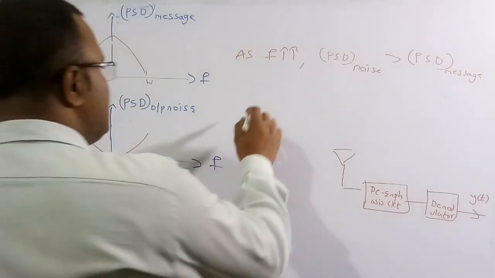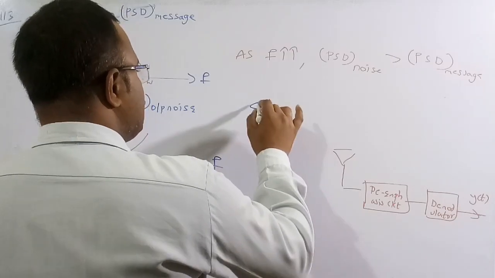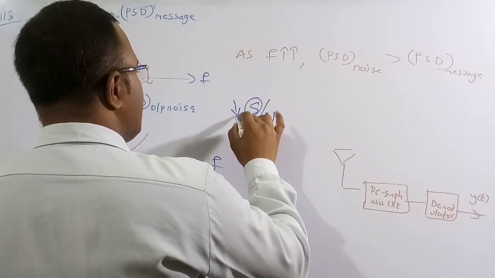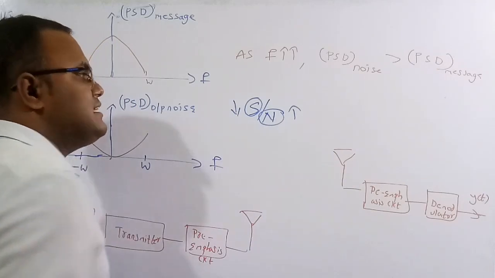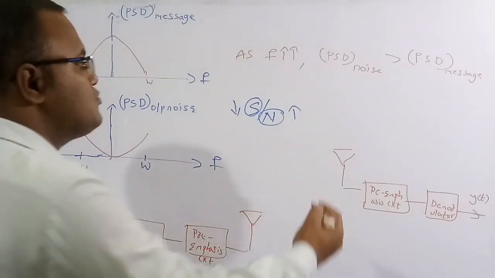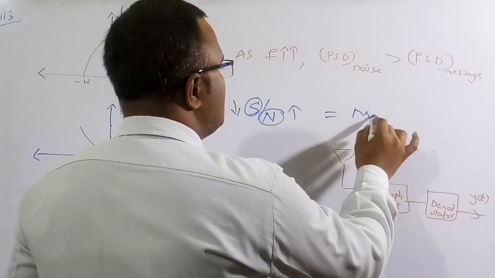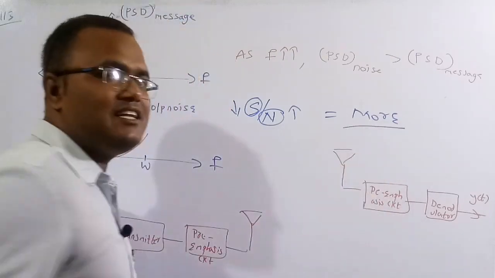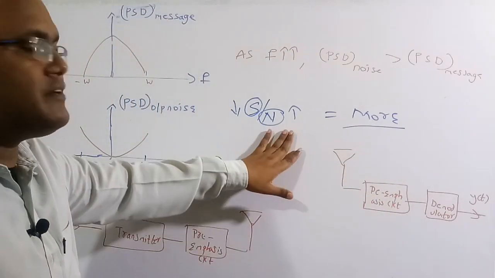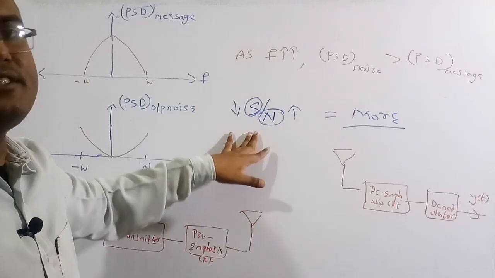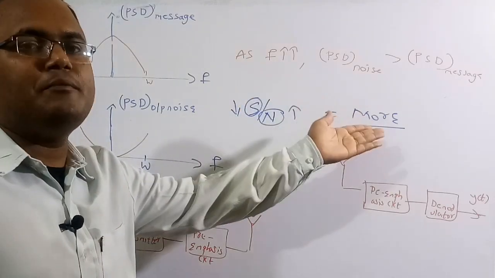So therefore we can say signal to noise ratio: the signal power is going to decrease, whereas the noise power is going to increase at the highest frequency. So the output is going to have more effect of the noise. But we want only the message signal. At high frequency the noise effect is very high when compared to the signal, so the output is going to have more noise.